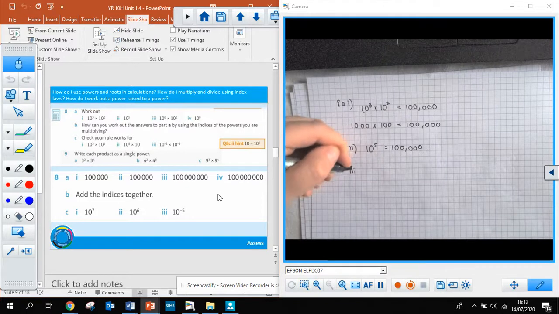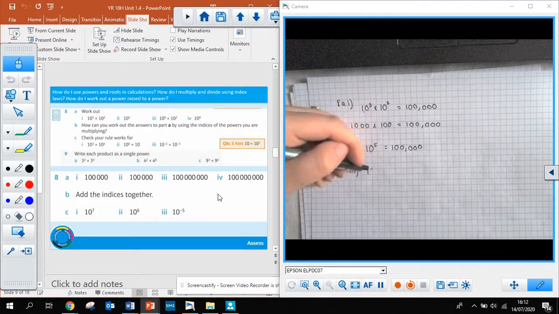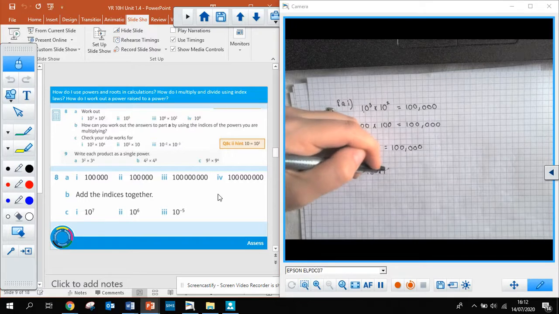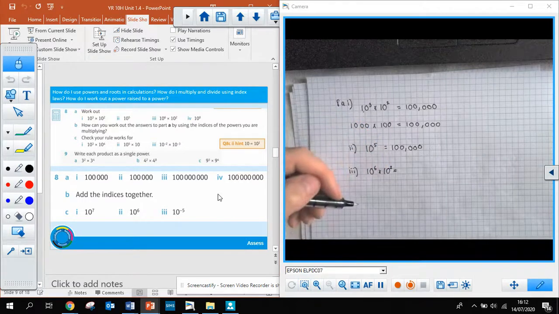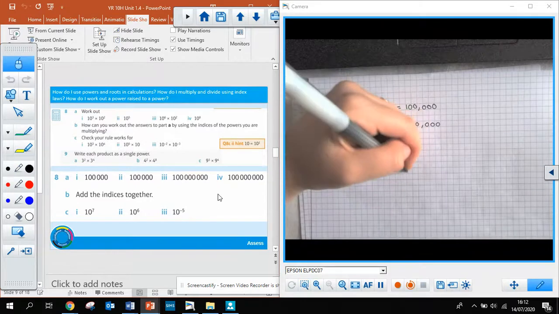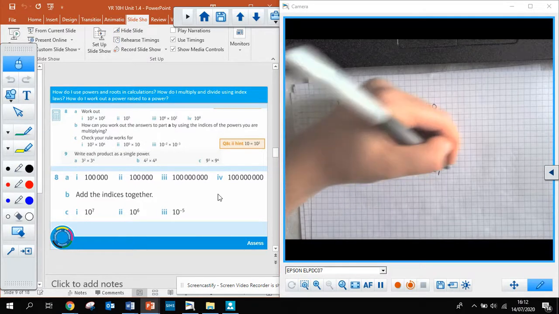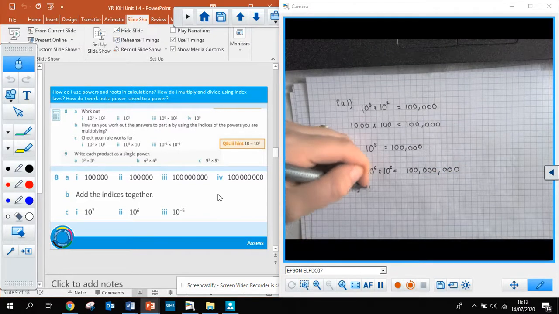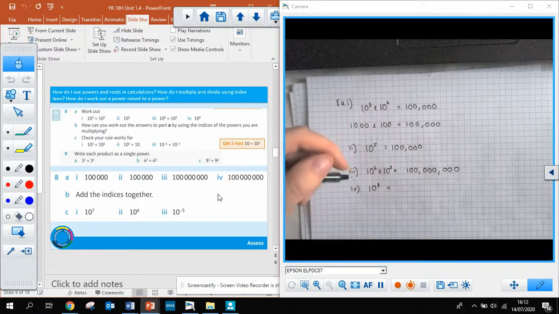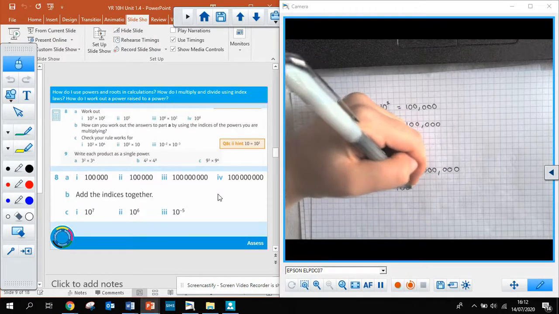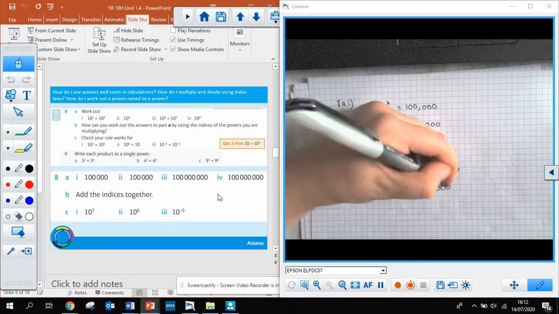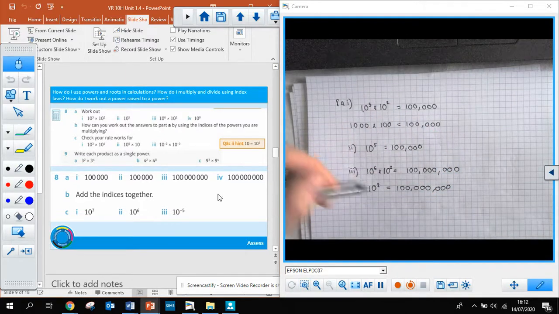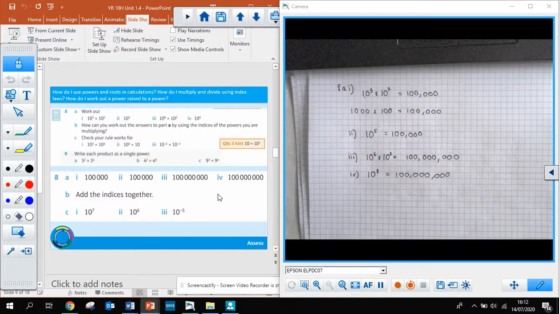Part 3, you've got 10 to the power of 6 multiplied by 10 to the power of 2. And that would give you 100 million when you put that into your calculator. And then for part 4, you've got 10 to the power of 8. When you put that in your calculator, you should have also got 100 million. So once again, as you've got the same answers for these two, think, well, what's similar? How does that work? Why have I got the same thing there? And that's what part B's asked you to do.